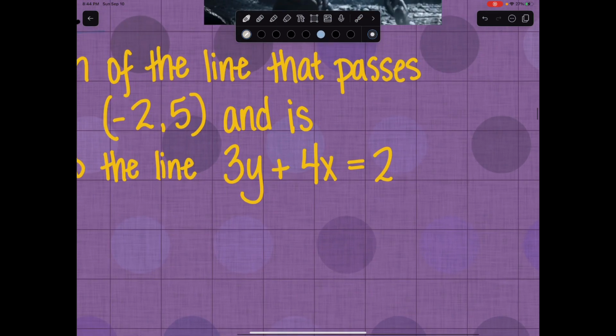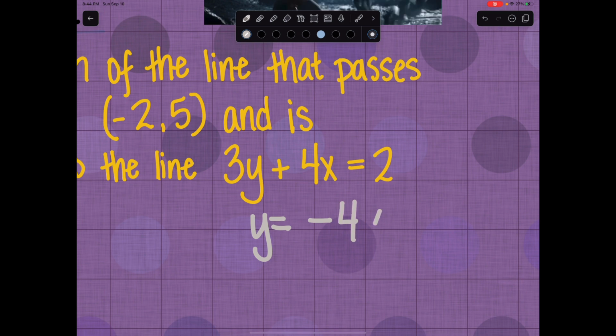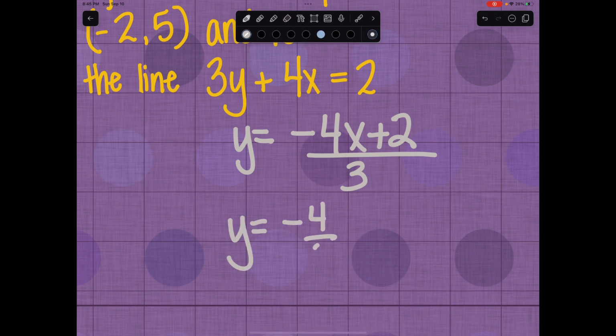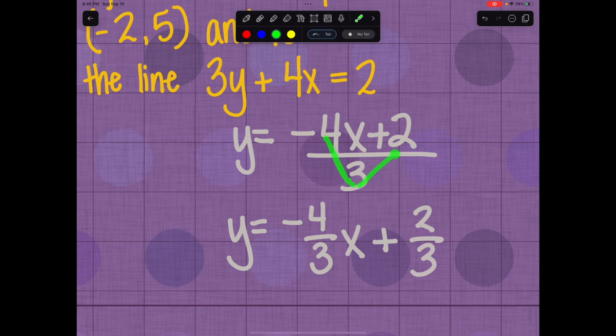So if I do that, I'm going to get y is equal to -4x plus 2. Divide everything by 3. Then I get y is equal to -4/3 x plus 2/3. I just basically divided each term by 3. So the slope of this line is -4/3, but that's perpendicular to the line we want.